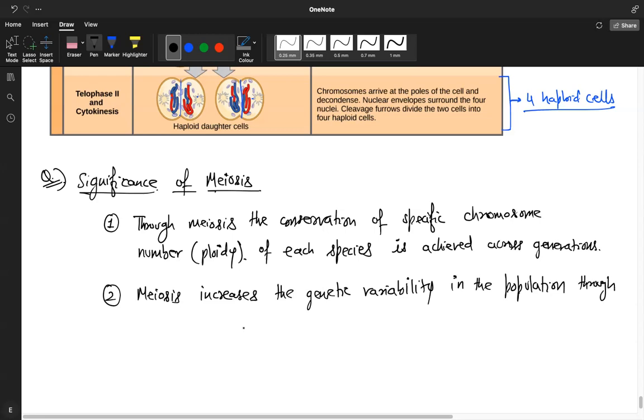Through recombination. And in which phase of meiosis does recombination happen? Pachytene of prophase 1. Remember that for your entrance, okay?